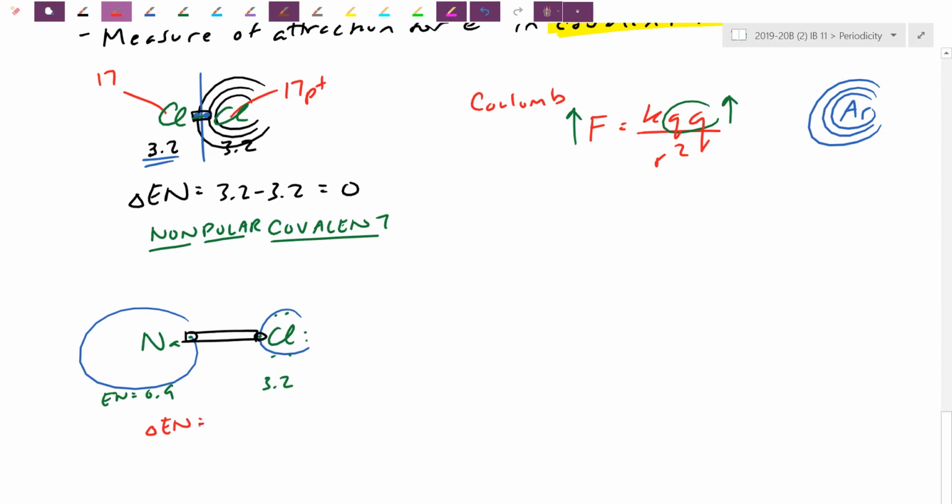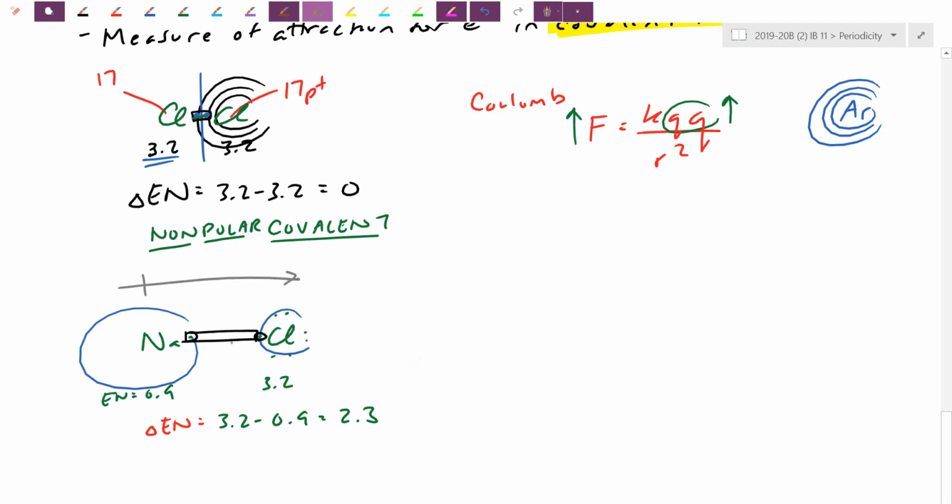We care, is this tug-of-war even? Is it a heavyweight against a heavyweight? In this case here, there's no contest. If I go big number minus small number, 3.2 minus 0.9, I'm getting 2.3. I notice it's heavily imbalanced, and usually what we do is we point towards the winner. Chlorine wins, so chlorine hogs these electrons.